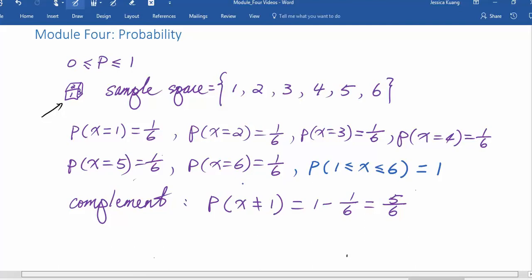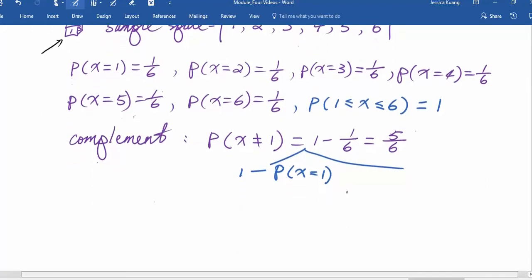Or alternatively, I say the probability of not getting a 1 would be 1 minus the probability of actually getting a 1. So it's going to be 1 minus 1/6, which equals 5/6. Notice that if I approach this calculation in a different way, I should get exactly the same answer. So that is section 4.1.